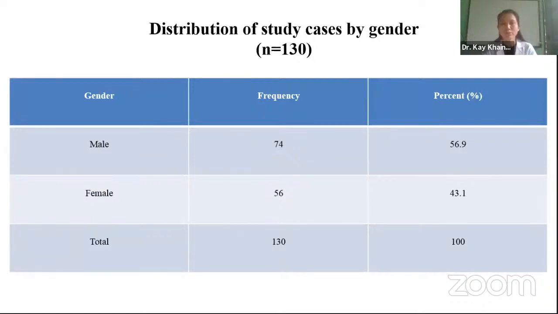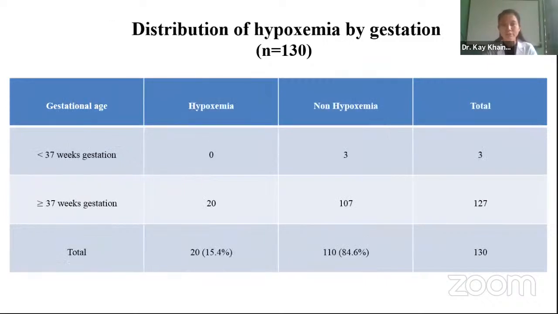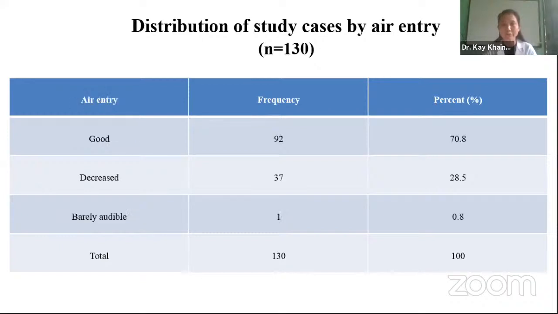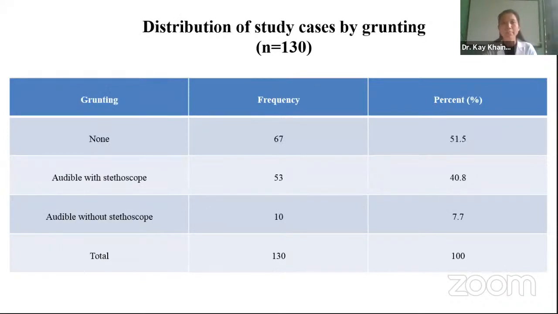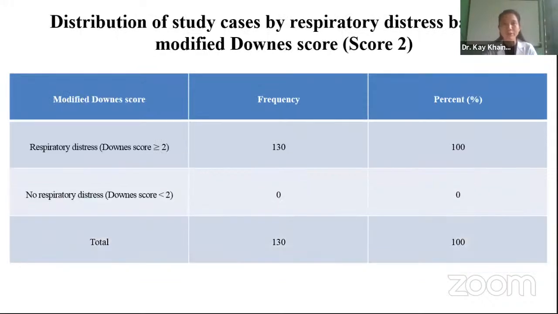This data shows distribution of study cases by gender. This data shows distribution of study cases by gestation and age. This data shows distribution of hypoxemia by gestation, and this also shows distribution of study cases by cyanosis, by entry, by grading, by chest wall retraction, by respiratory rate.